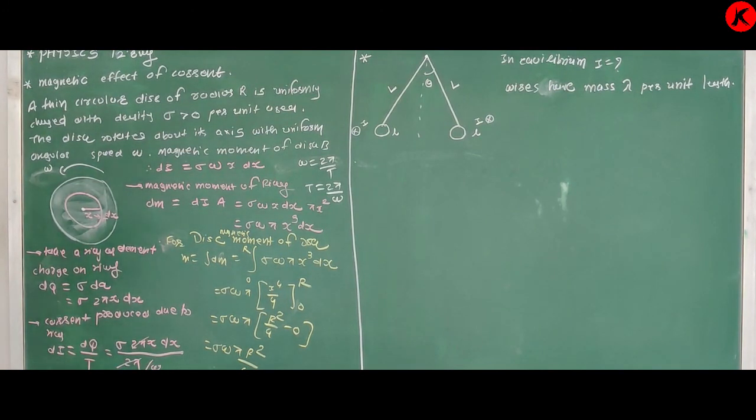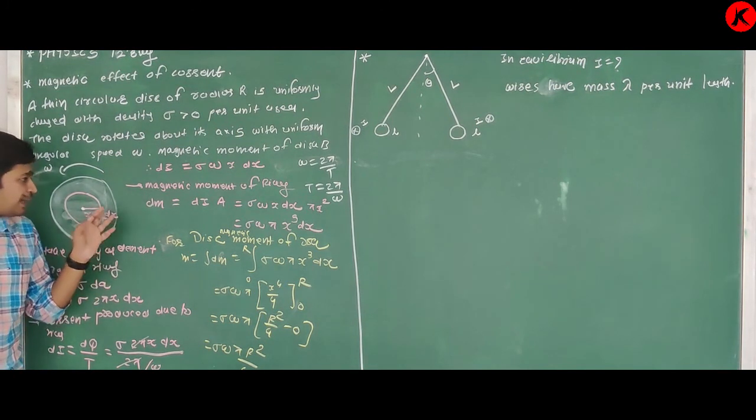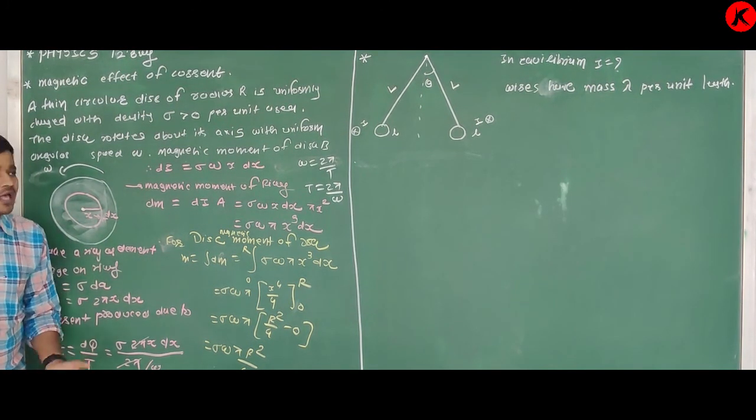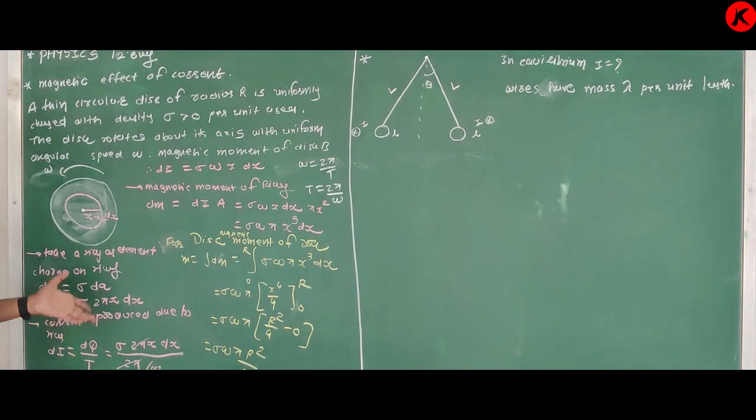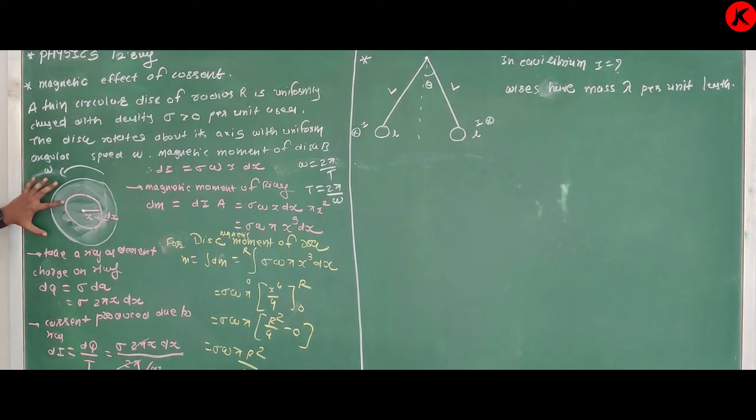Simple. Okay. So see how to solve such questions. What is the equation of magnetic moment? That is I into A. You know A, but how do you find the current? You cannot find the current directly because the charge is uniformly distributed. So you have to take one element, that is a ring.